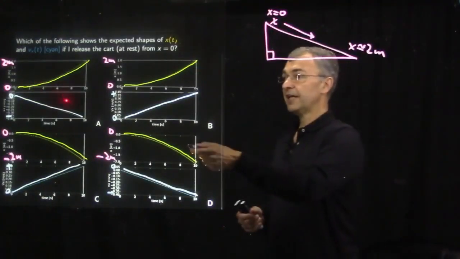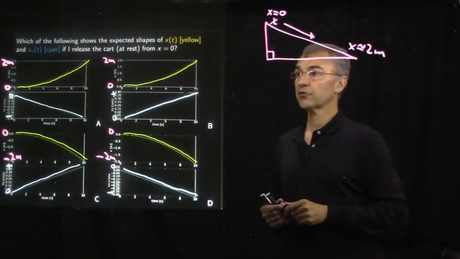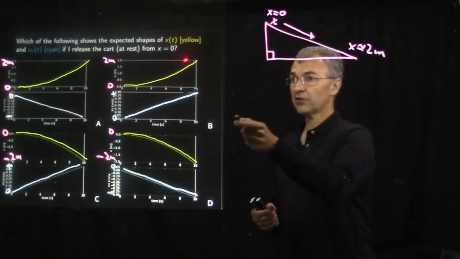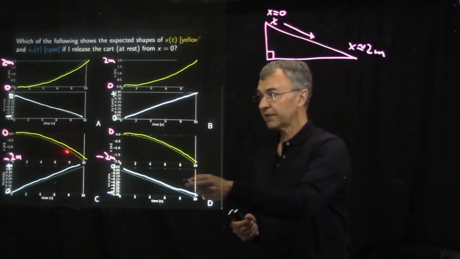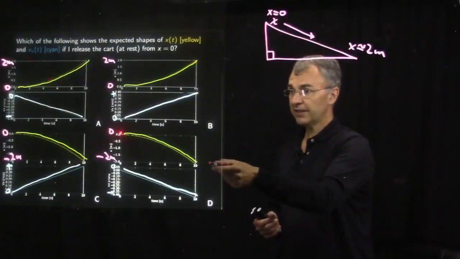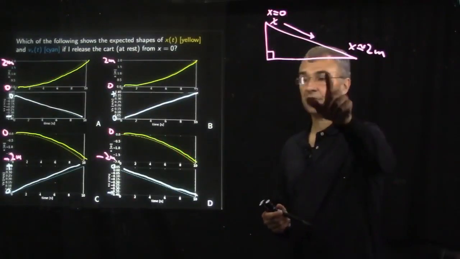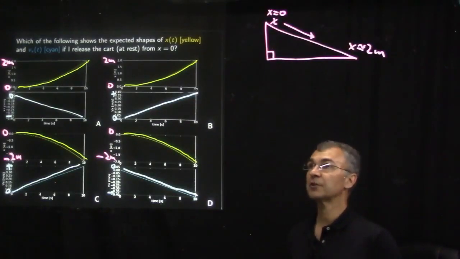In graph A, x does start at 0 and x does end at 2 meters. So far so good. In B, x does start at 0 and does end near 2 meters. So far so good. In C, x starts at 0 but it ends at negative 2 meters, which seems to contradict our coordinate system. And in D, x starts at 0 and ends around negative 2 meters. So I think C and D both contradict our coordinate system, and we can rule those out. Now it's between A and B.